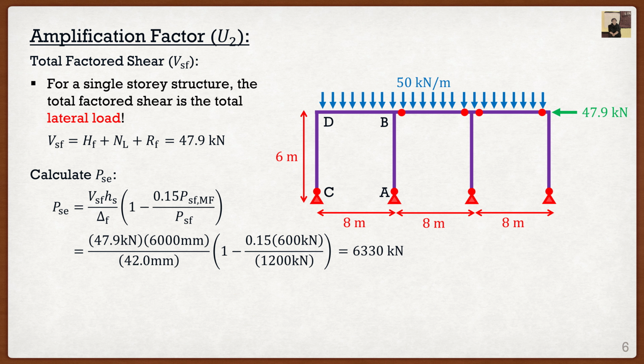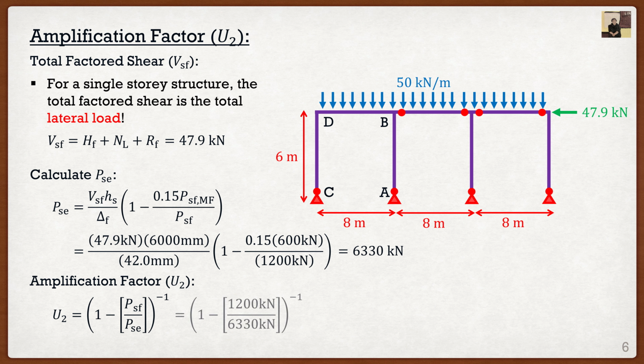Now this is nice because once we have PSE, we can go to the thing we actually want, which is that amplification factor U2. Now it sounds like it's going to be a pretty scary, pretty gross formula, but it's actually pretty simple. And the nice thing is if we look at these two components, PSF and PSE, we already know what they are. So this is just another plug and chug scenario. We can throw them both in and we get 1.234. Now this is actually very important because this is going to be the magnitude we amplify MFT and PFT.